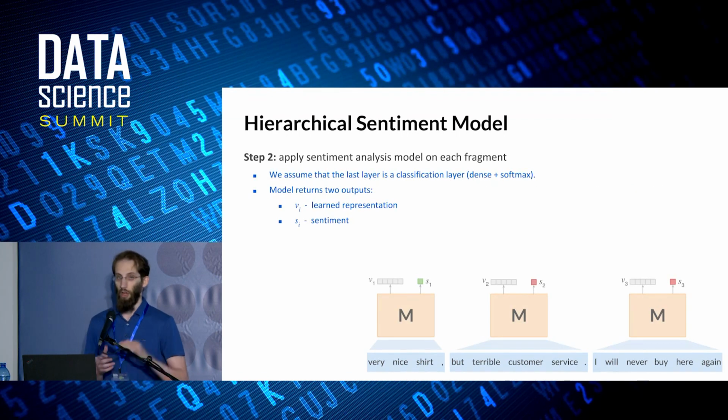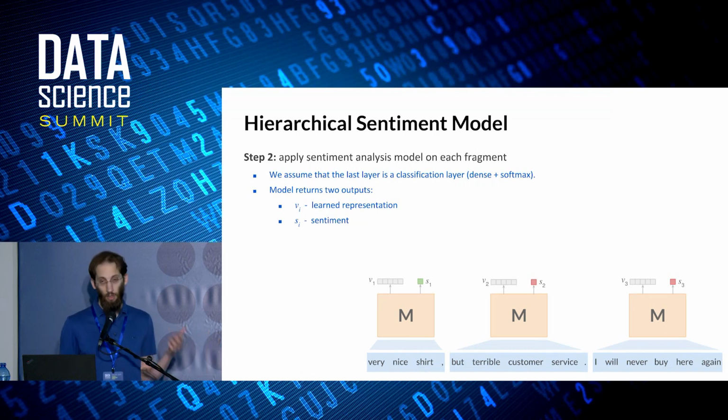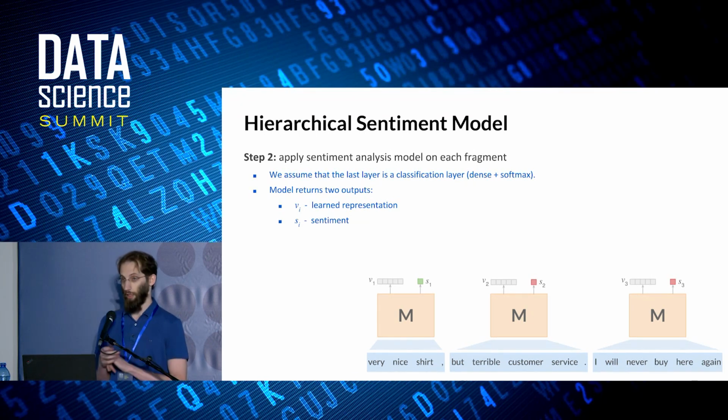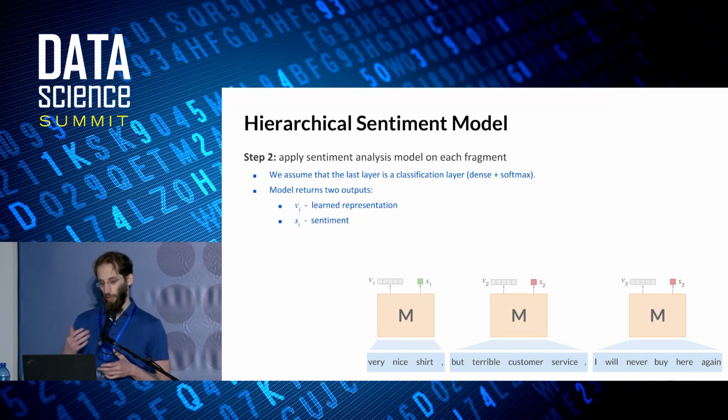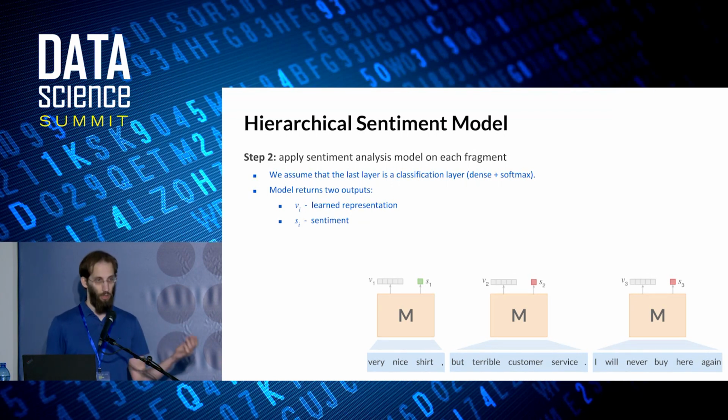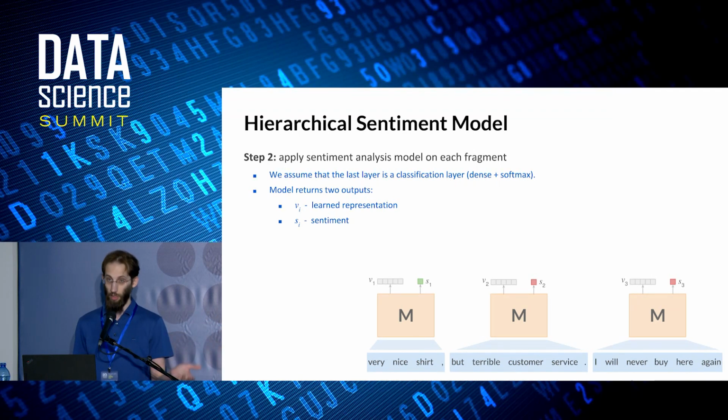The second part, let's take a sentiment analysis model, any sentiment analysis model for this purpose, and apply it on each fragment. So we're going to get a score between 0 and 1 for each fragment. We are also outputting the last representation of the neural network before the classification layer. So we'll assume that the models that we run through this hierarchical sentiment model are going to have a last layer of a classification layer, dense and a softmax activation, which is pretty standard.